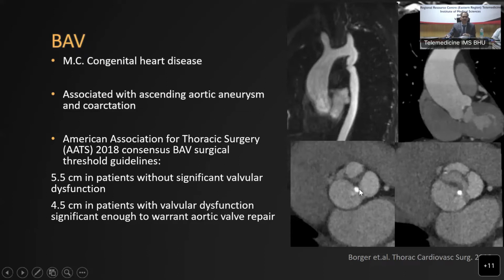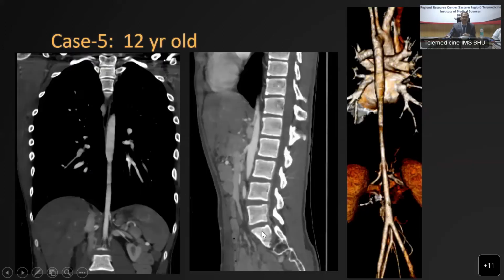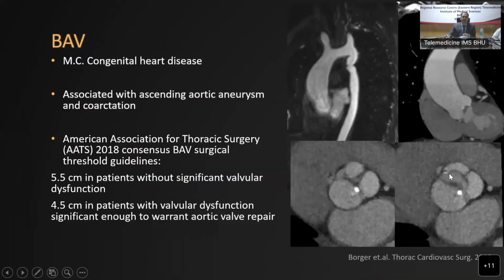And here are the images of the aortic valve in systole. This one is in diastole, and this one is in systole. And you can see that there is actually, let me go back there. You can see that there is restricted opening of the valve itself.